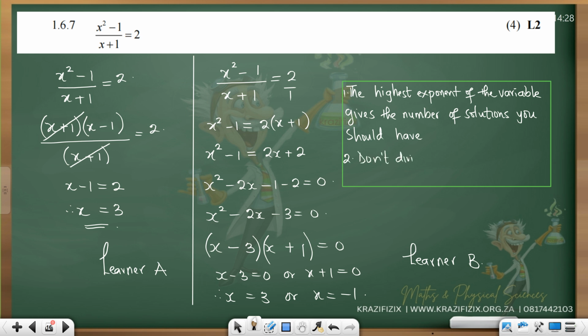Don't divide with the variable you are searching for. The variable whose value you are looking for. Let's put it that way. Variable whose value, I'll show you another example, you are looking for. So, learner 1 is not wrong, but not totally correct.